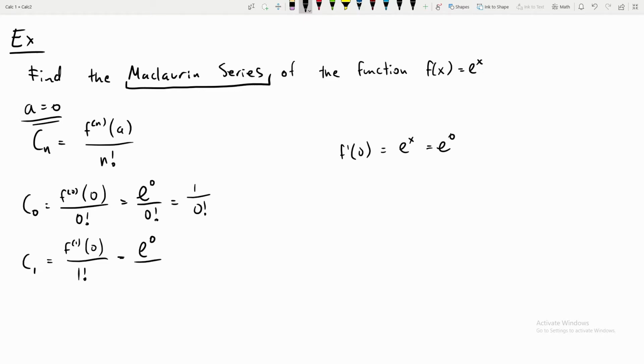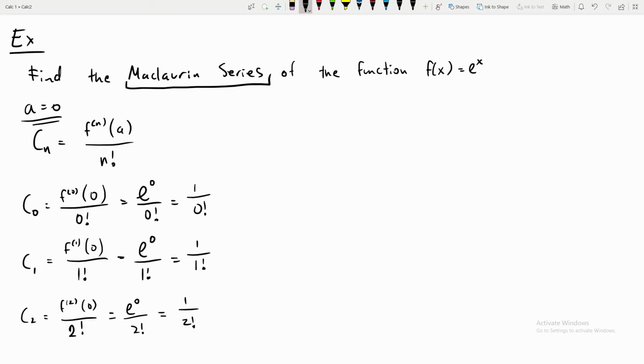So this is e to the power of 0, and then we want to divide by 1 factorial. E to the 0 is 1, and then I'm going to leave it as 1 factorial. Now for c2, we're going to take the second derivative at 0 and divide by 2 factorial. The second derivative of e to the x is just e to the x, and then we plug in 0, so we get e to the 0 again over 2 factorial, and this is simply going to equal 1 over 2 factorial.